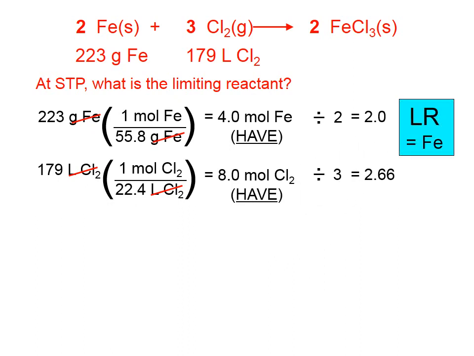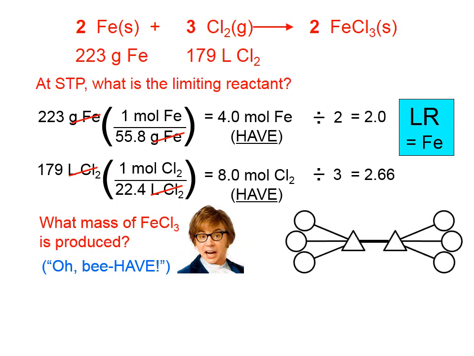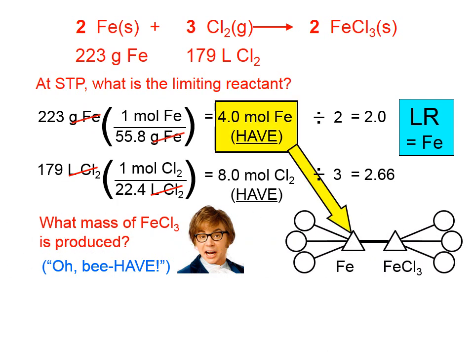Now, once we have calculated these numbers, in this case 2.0 and 2.66, we're never going to use those numbers again. Their only purpose is to tell us which one the limiting reactant is. If we're then asked what mass of iron(III) chloride is produced, we're going to, like Austin Powers, behave and start our calculation with the amount of limiting reactant that we have. And since we've already calculated moles of iron, we're going to start right here on this island, which, not coincidentally, has the name moles of iron.